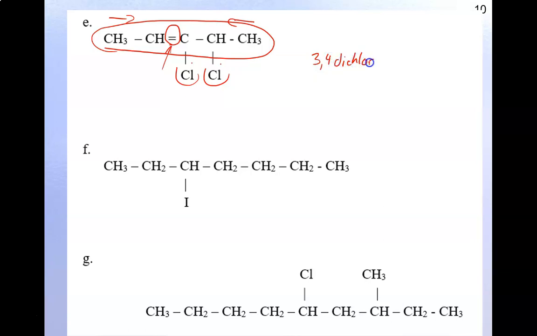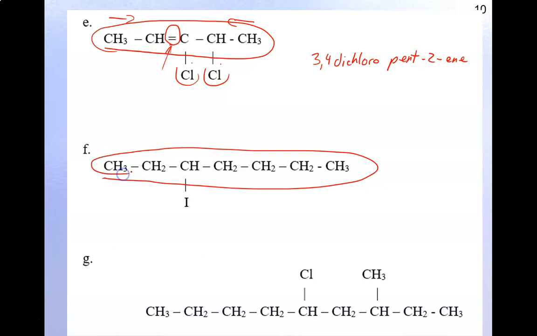3,4-dichloropent-2-ene. Now 1, 2, 3, 4, 5, 6, 7. On carbon 3 we've got the iodine, 3-iodo, 4, 5, 6, 7, heptane.